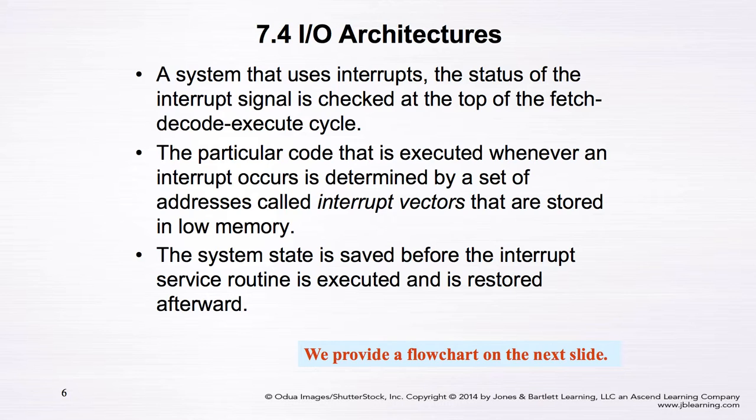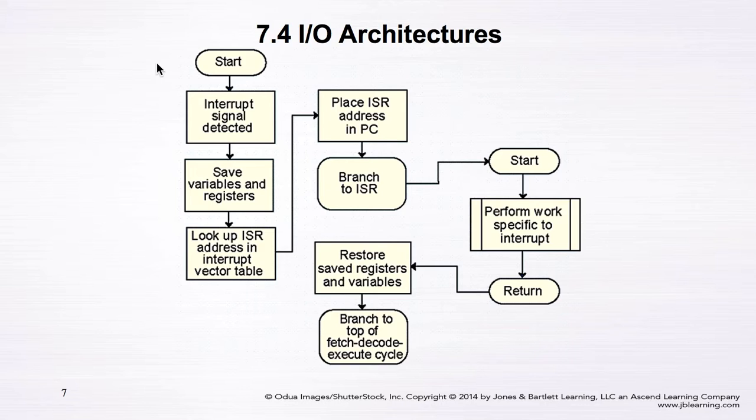So here is the flow chart of the interrupt processing. So basically you start right here, and when the system detects the interrupt signal, it's going to save all the variables and the registers of the system at the current point, and then look up the ISR address in the interrupt vector table, and then once it finds the ISR, it's going to place the ISR address into the PC. That's the program counter, and also branch to the ISR.